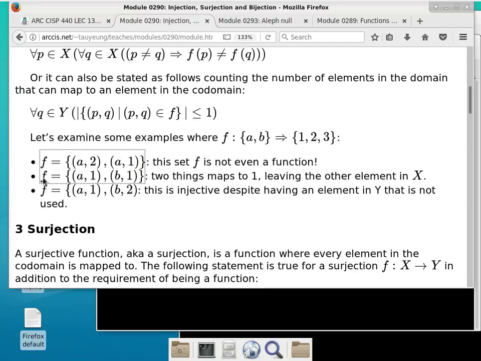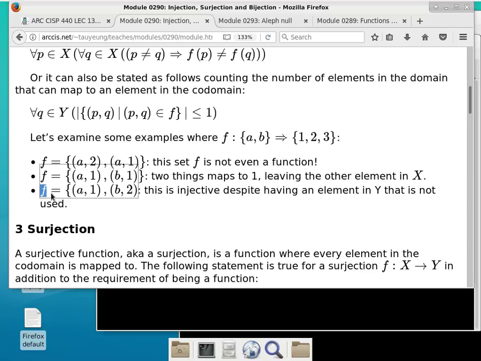This one is a function, but it is not injective. It is a function because A and B are both used up, so everything in X, everything in the domain, is mapped. Unfortunately, A and B are not mapped to different things in the codomain, which means this particular function f is a function, but it is not injective. It's surjective, right? No, it is not surjective. It is not surjective, and it is not injective. We'll talk about surjectiveness later, okay?